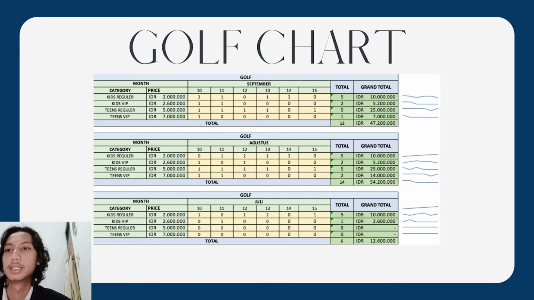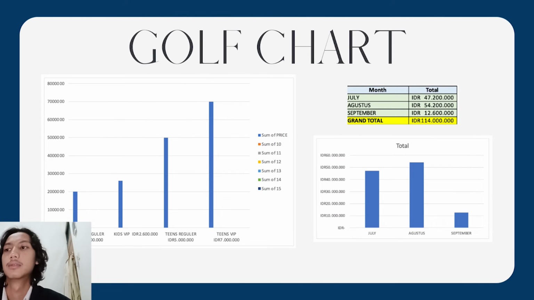On this golf chart, we differentiate several months and record how many people enter on a certain date and month. And here we use the sum tool in the total column to record the total from 10 September to 15. We use the multiplication tool for the grand total, namely the total times the price, and in each row we use the sparkline to see the graph of student or prospective entries from 10 to 15.